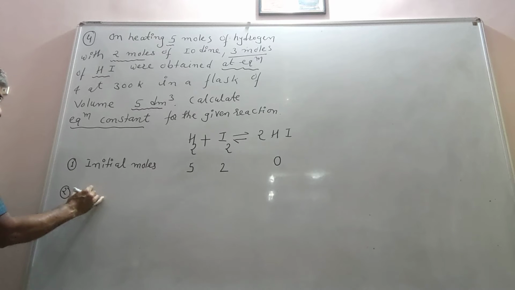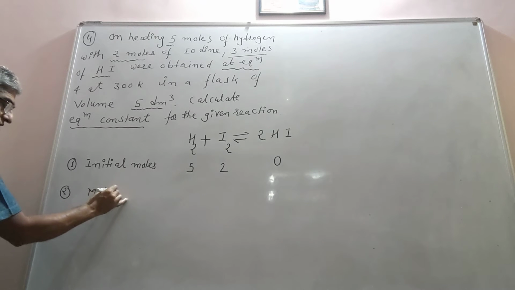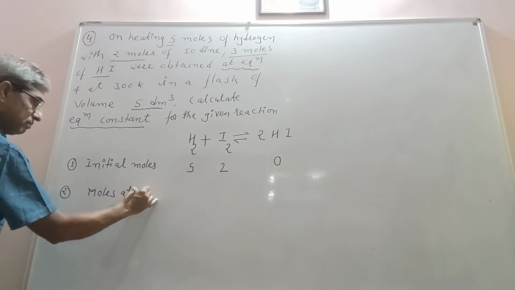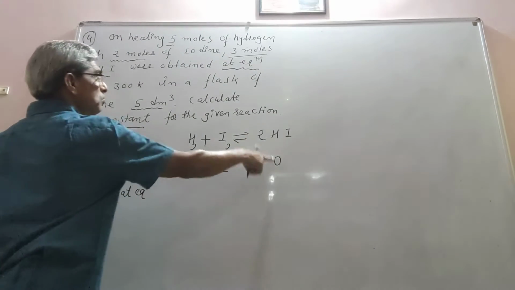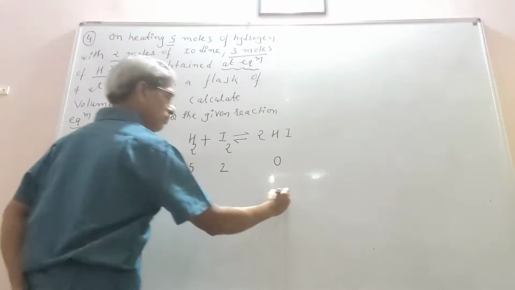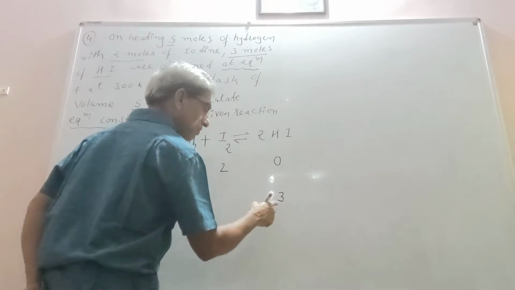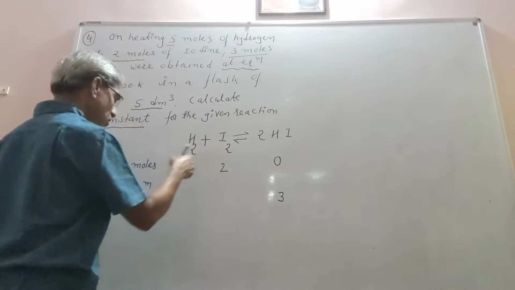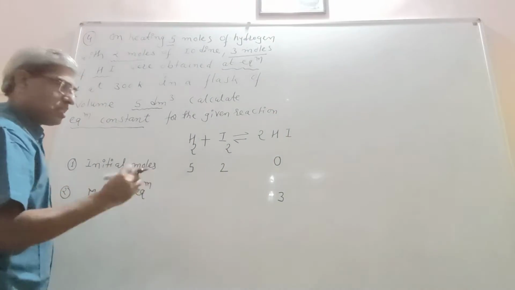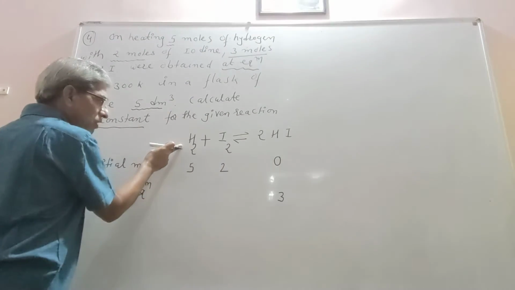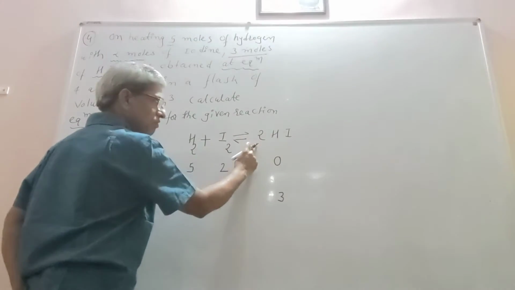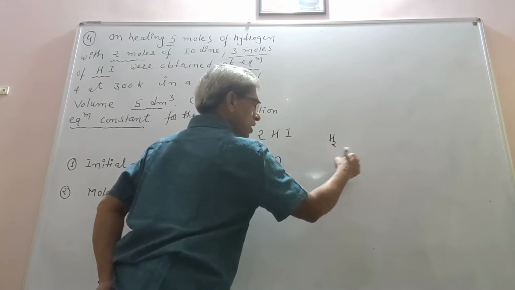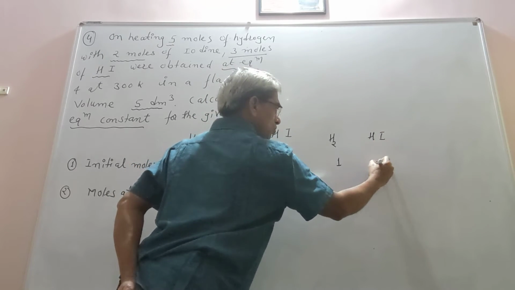Second point, that is very important, it requires full concentration. Moles at equilibrium. How many moles of HI are formed at equilibrium? 3. And from this data, our aim is to calculate the left moles of H2 and I2 at equilibrium. How? Listen carefully. Whenever 1 mole of H2 reacts, how many moles of HI are formed? 2. Therefore, we will write 1 below H2 and 2 below HI.